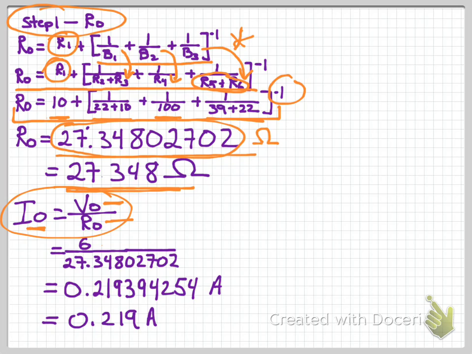So again, we know total voltage is 6. We know the resistance now is that 27.34 and so on, and now we are going to come up with that unrounded number. And this here, that 0.219 amps is the current that travels through the entire first section of that circuit. So this is what would be actually going through resistor 1.